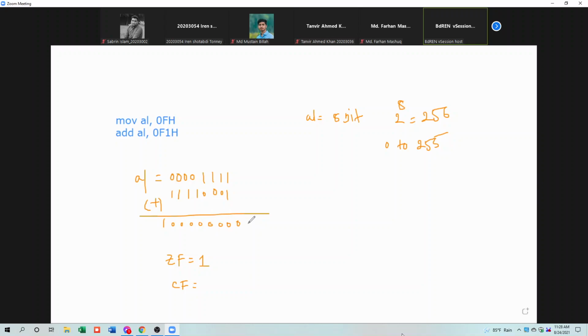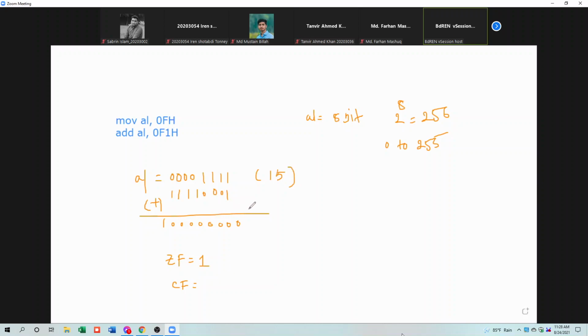Yes, ma'am. For an 8-bit register, the range is 0 to 255, and all these numbers are 8-bit numbers. If we convert the decimal numbers 0 to 255, we'll get 8-bit numbers. But now, after this operation, we got a 9-bit number, which means that the result is greater than the range. If you want, you can convert this number into decimal. So 00001111 is the binary representation of decimal 15.